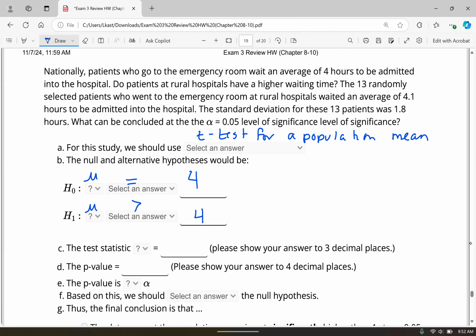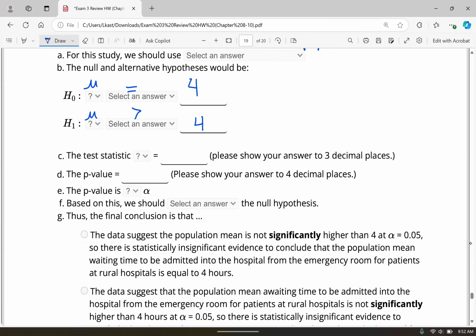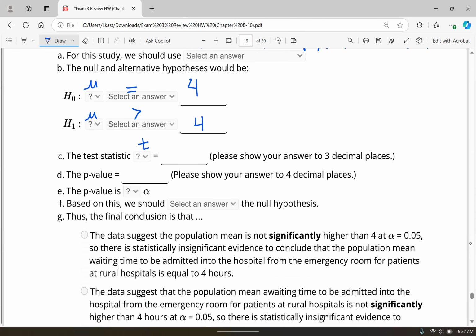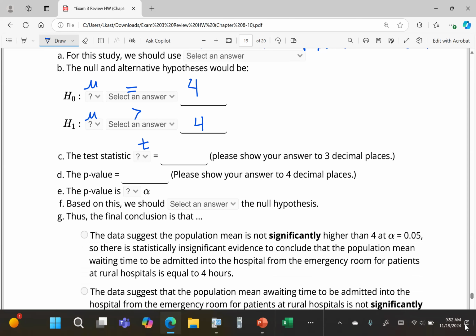Okay, so now we're going to go calculate a t-statistic, correct? So let's go do that. We're going to run a t-test.